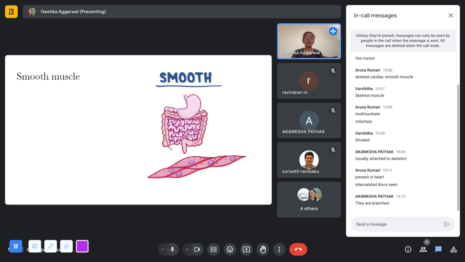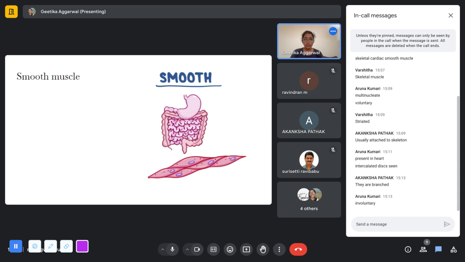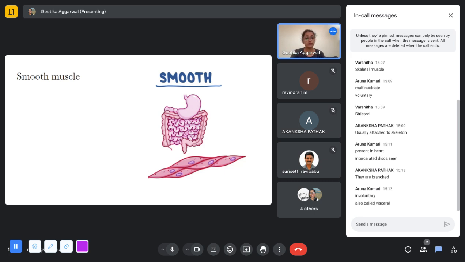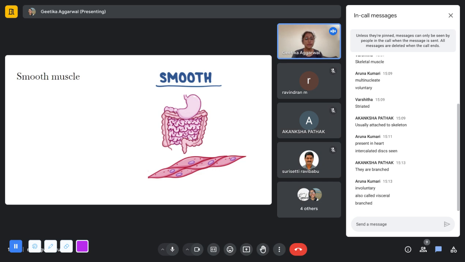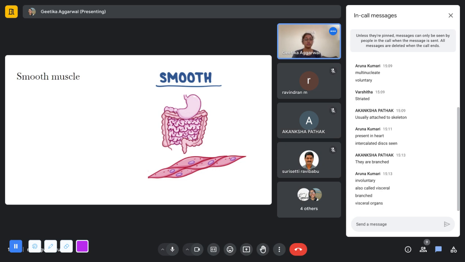So, how can we identify a smooth muscle, and what does it mostly do? It's involuntary, correct? So, if it's involuntary, it's controlled by the somatic or the autonomic nervous system, also called visceral, correct? Where are they mostly present? In the visceral organs, correct.